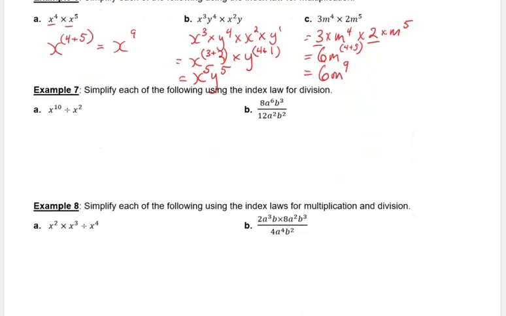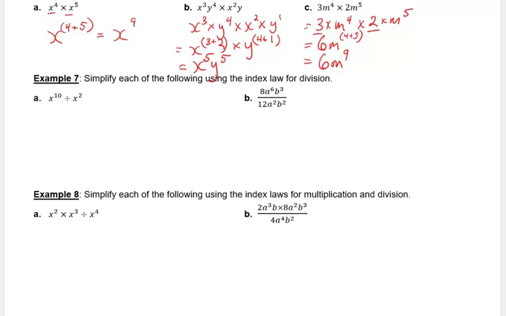Now these ones I'm going to show you a little bit drawn out, so you can see how these work. Simplify each of these by using the index law for division. So this is really going to be x to the power of 10 minus 2, which equals x to the power of 8. That's how it works. How do I know that that works? Well, let's look at this one. A to the power of 6 means, I'm going to write it out for you, I've got 6 a's.